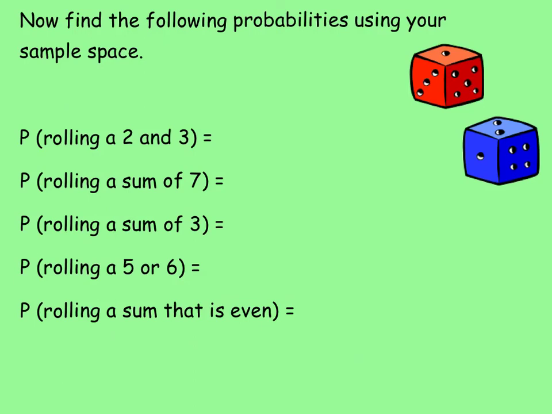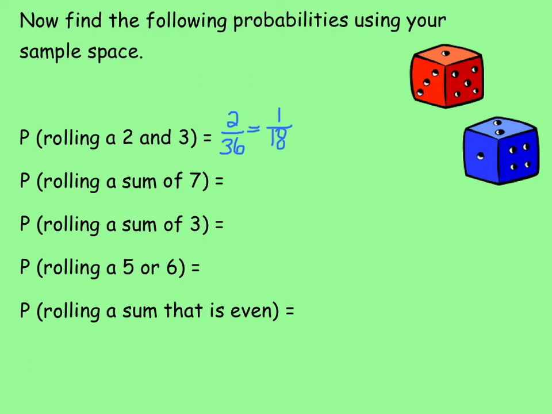Okay, so now let's go ahead. You have your chart on your paper. Use your chart to find the following probabilities. The first one says the probability of rolling a 2 and a 3. So look at your chart and find everywhere that you see a 2 and a 3. And when you look at your sample space, there should only be 2 options out of 36, which would be 1 over 18.